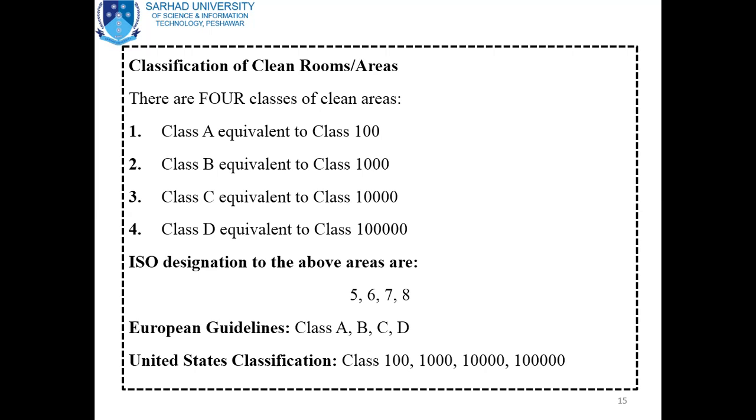The class A area is a highly restricted area, and positive pressure should be there. The maximum pressure should be there as compared to B, and in B the pressure should be higher as compared to C. And remember that airlock systems are installed in the pharmaceutical industry to avoid contamination. Automatically operated locking systems are there.